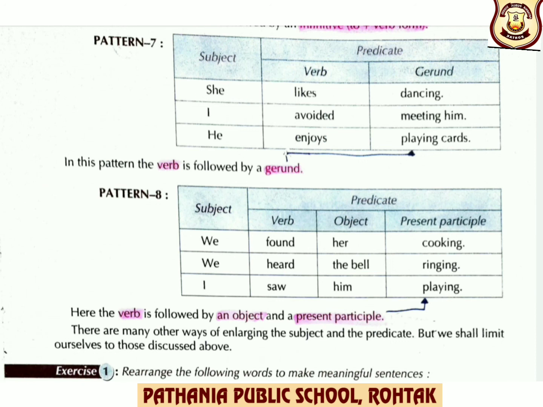Now as per pattern 8, the predicate can be enlarged by using verb, object and present participle. Look at the example. We found her cooking. Subject we, verb found, object her, present participle cooking. Here the verb is followed by an object and a present participle.